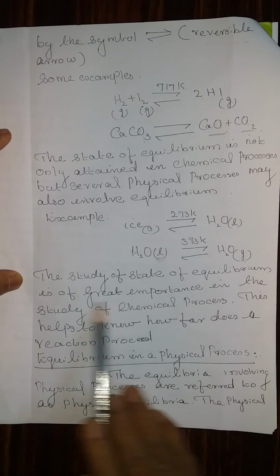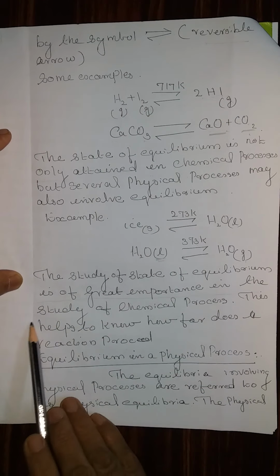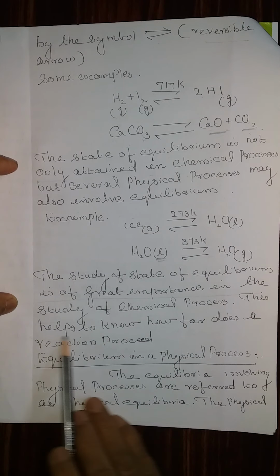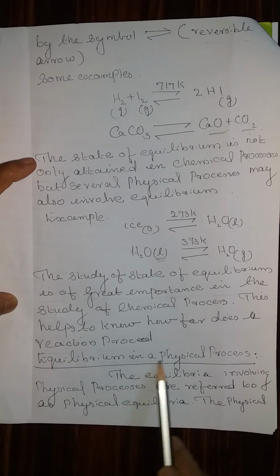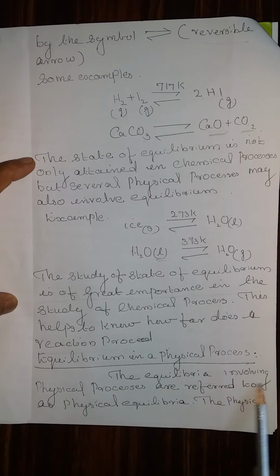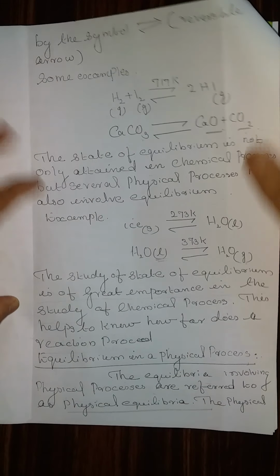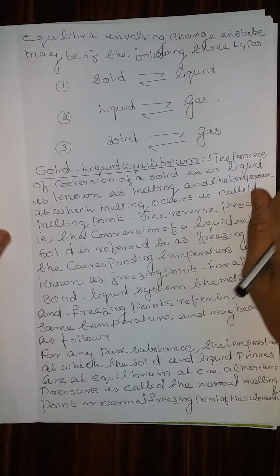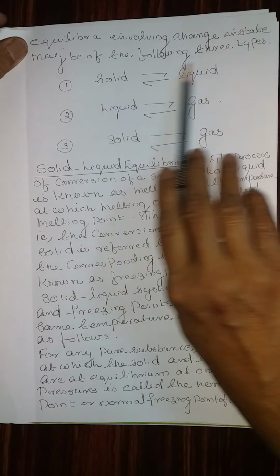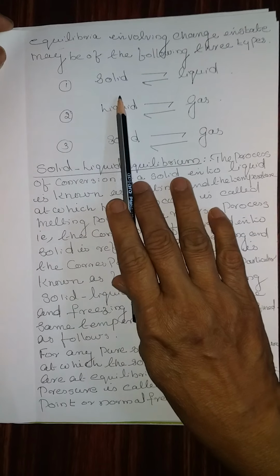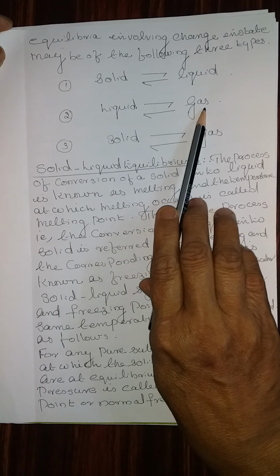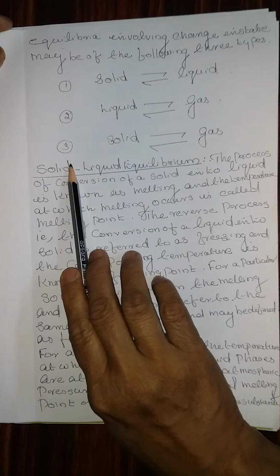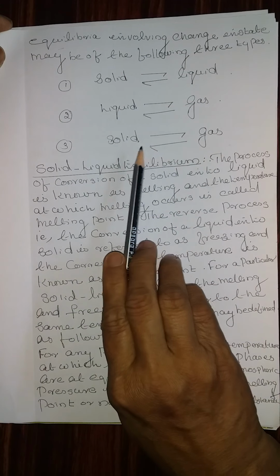The study of the state of equilibrium is of great importance in the study of chemical processes. This helps to know how far a reaction proceeds. Equilibrium in physical processes: the equilibria involving physical processes are referred to as physical equilibria. The physical equilibria involving a change in state may be of the following three types. 1. Solid to liquid and liquid to solid. 2. Liquid to gas and gas to liquid. 3. Solid to gas and gas to solid.